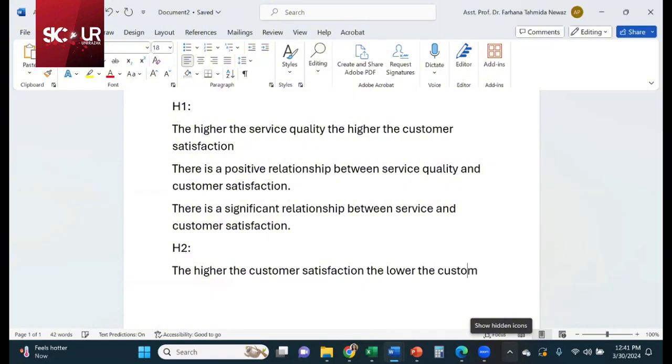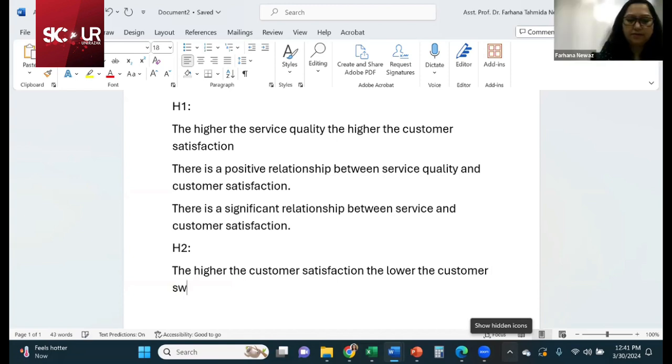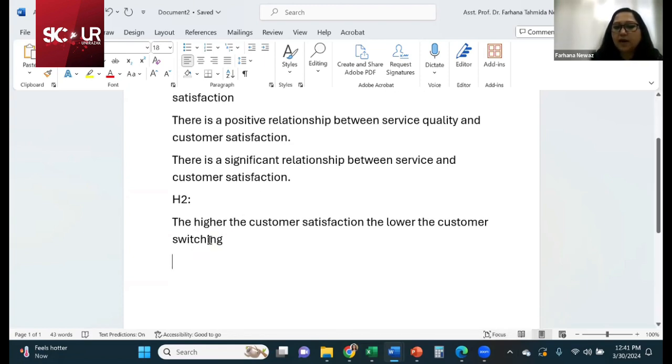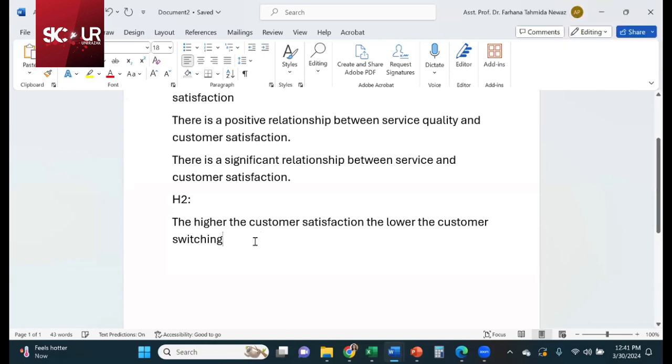Yeah, exactly. Switching, right? So then also, if it's like this, you can say there is a significant negative relationship, right? Yes or no? Positive or negative? Negative. So this relationship is inverse.